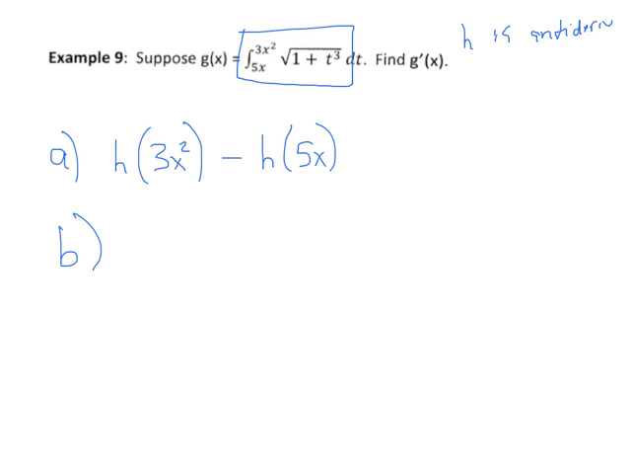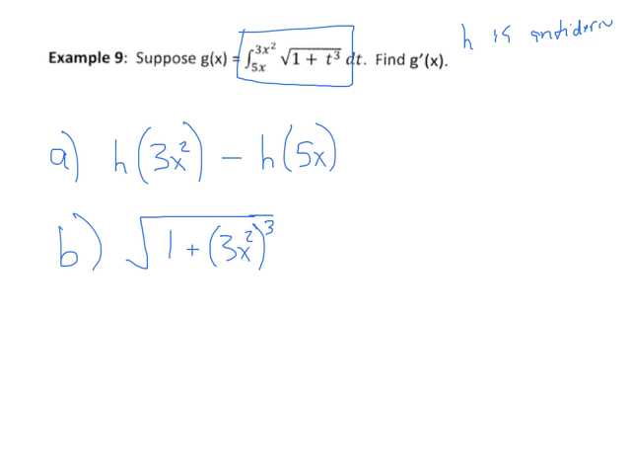But then we want to find g prime, right? This is how we might represent function g. We want to find g prime, so I need to take the derivative of this. And so the derivative of h, because h is the antiderivative of this, the derivative of h is this idea right here. So I would have the square root of 1 plus, and then where there's a t, I'm going to put the upper limit. So I'd have a 3x squared. That would have to be cubed.